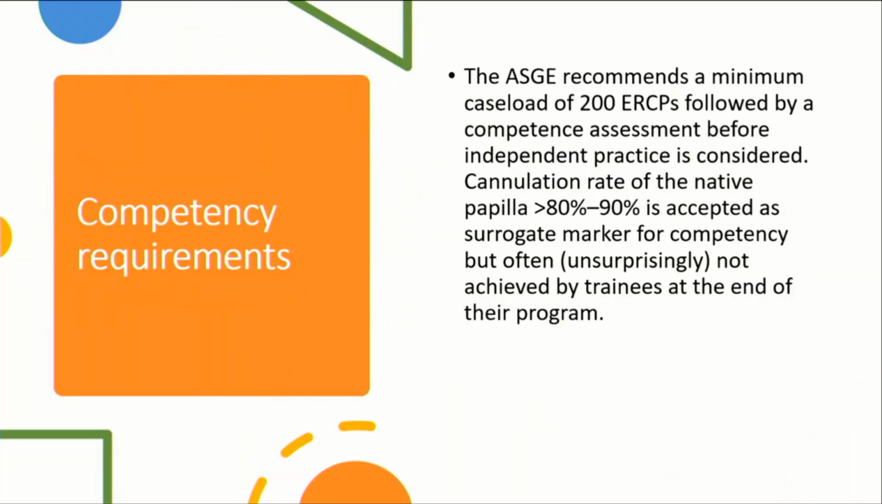Now, competency requirements. How many ERCPs do you have to do in order to start working on your own? The American Society mentioned about 200 ERCPs that you have to do independently with a success rate of more than 80%. 80 to 90% is accepted as a good number in order to start working on your own. So this needs to be documented. Is this enough to feel confident when you do ERCPs? I believe this is not enough.